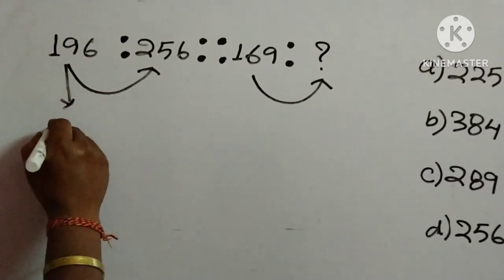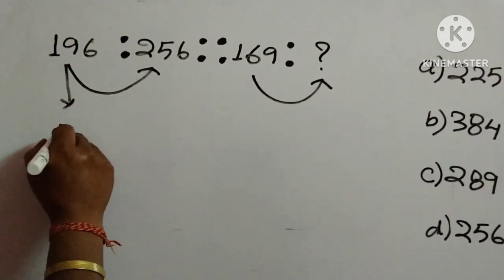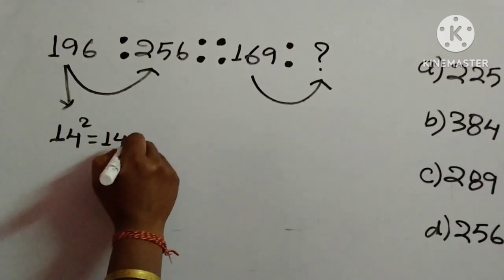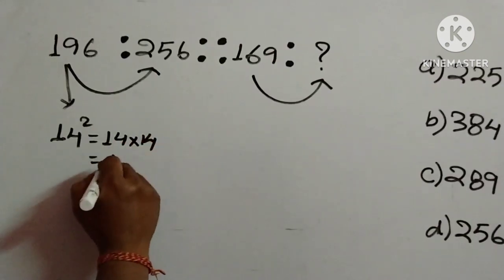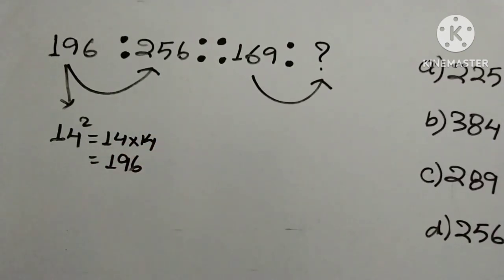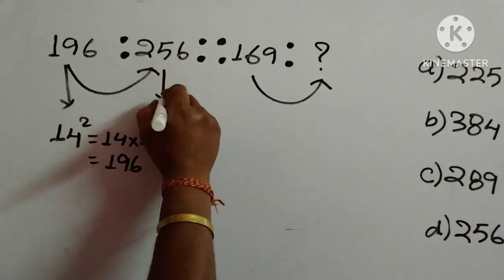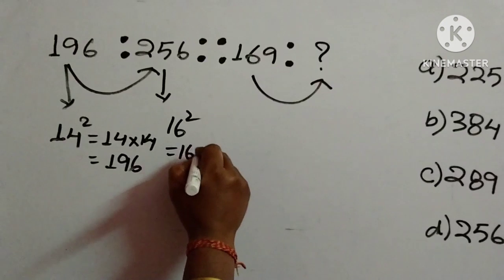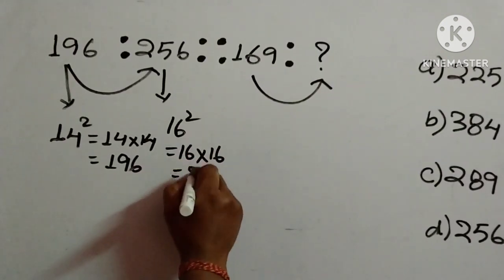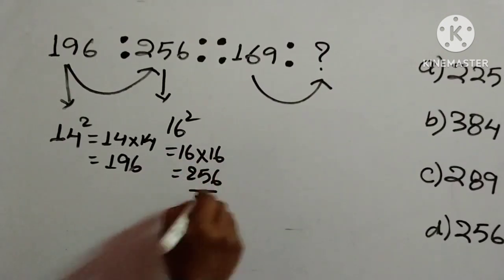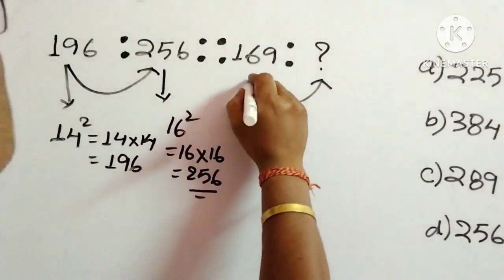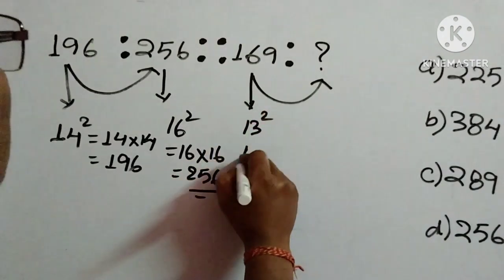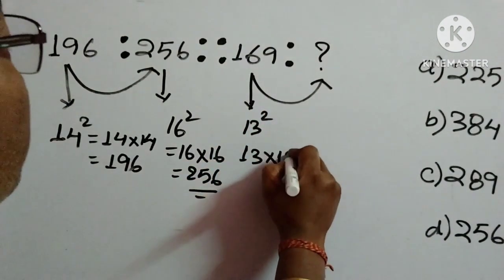196 is 14 square. 14 into 14 is 196. Now 256 is 16 square. 16 into 16 is 256. Now all of you know 169 is 13 square. So 13 into 13 is 169.